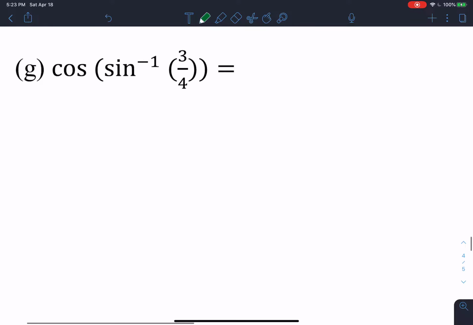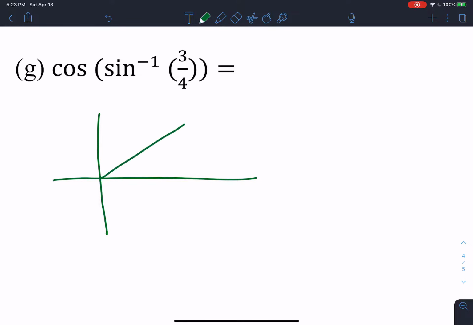All right, so now we have 3 over 4. It's not on the unit circle. If I draw it out, it's got to go in quadrant 1 because it's positive. I know this side is 3, and this side is 4, and then this side is going to be root 7. So cosine of inverse sine of 3 over 4: the inverse sine is just some angle, and then the cosine of that angle is going to be root 7 over 4. So adjacent over the hypotenuse.